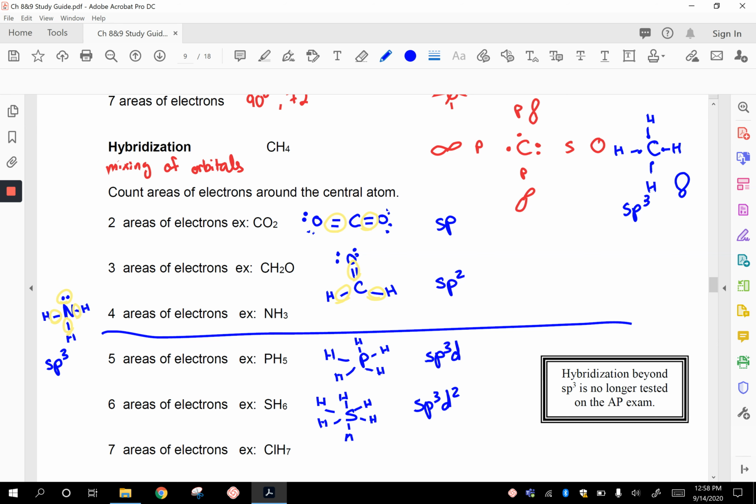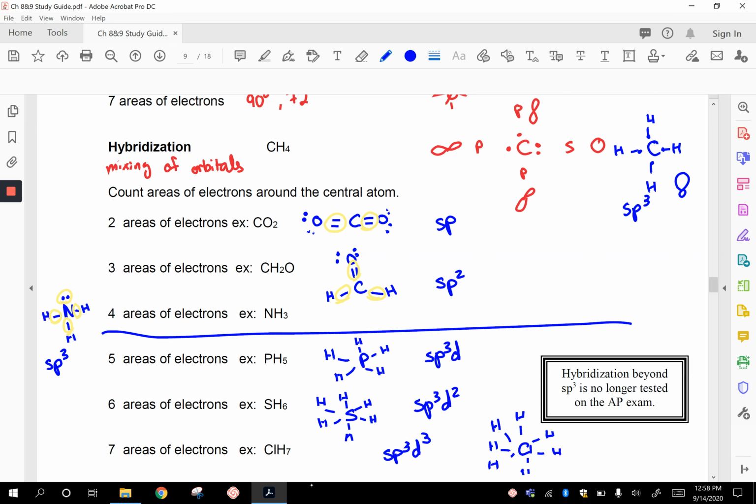And then ClH7, 4, 5, 6, 7, it looks like that. Chlorine has 7 valence electrons, each is bonded to a hydrogen, and so you have 7 areas of electrons, so you have an s, 3 p's, and then 3 d's all mixed together. Again, there is no such thing as d orbital hybridization, so these don't really exist, and so they're no longer on the AP exam.